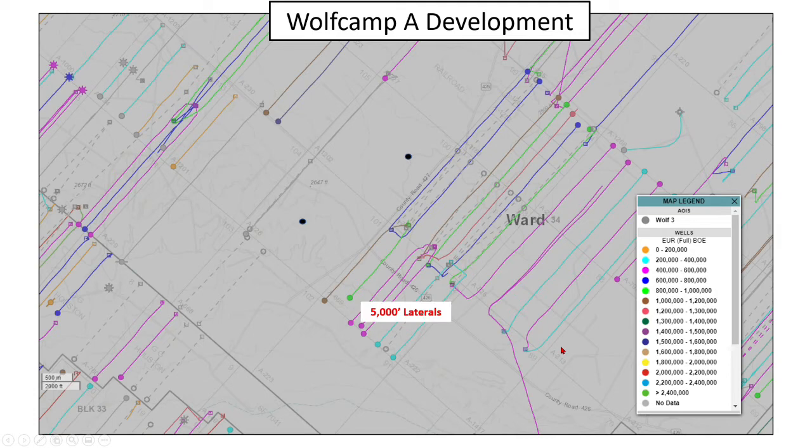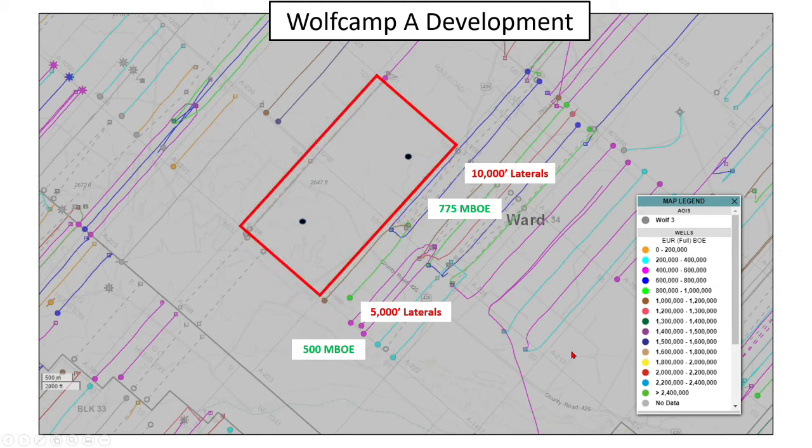All right, so to the south, originally the wells were 5,000 foot laterals with average EUR of 500,000 barrels. And then the later wells are starting to be longer, 10,000 foot laterals, and these several wells have averaged 775,000 BOE, which is very economic and attractive.